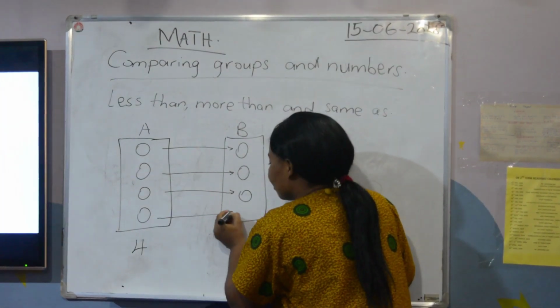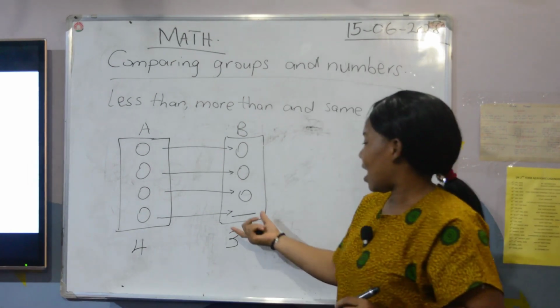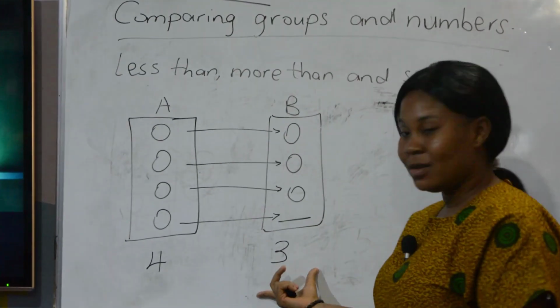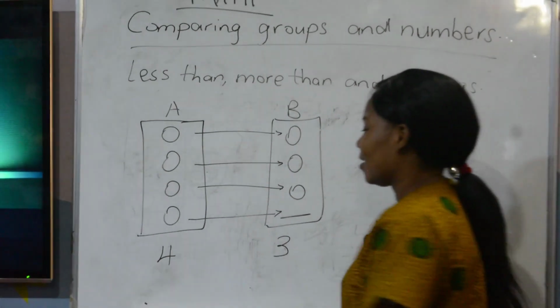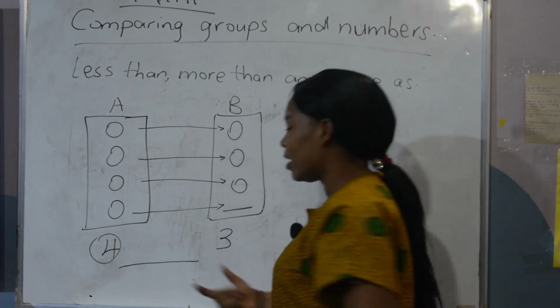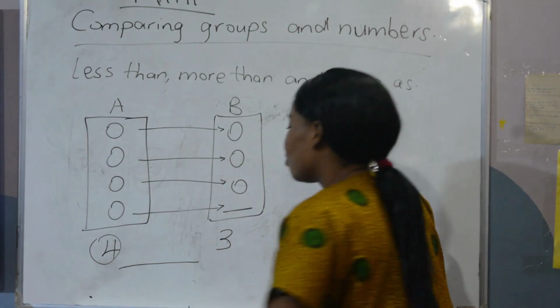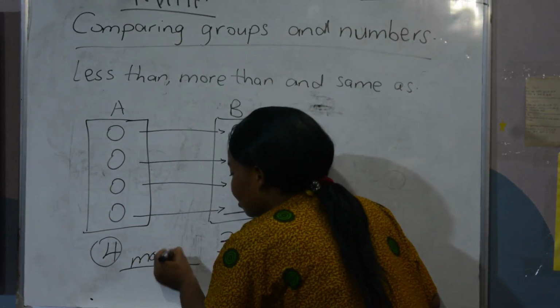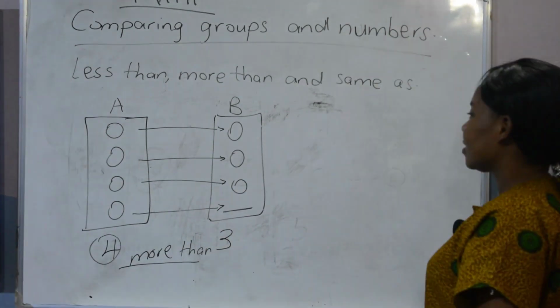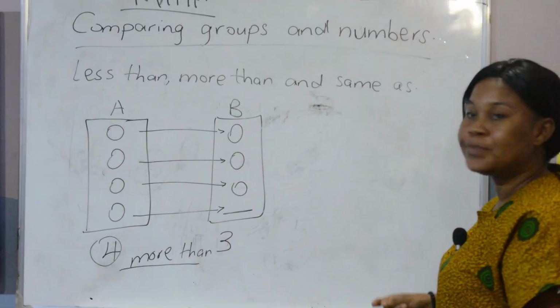So this one couldn't get an orange here to compare with. So 4 and 3. Which one is bigger? 4. That is very good. So it means 4 is what? More than 3. Now let's move on to another example.